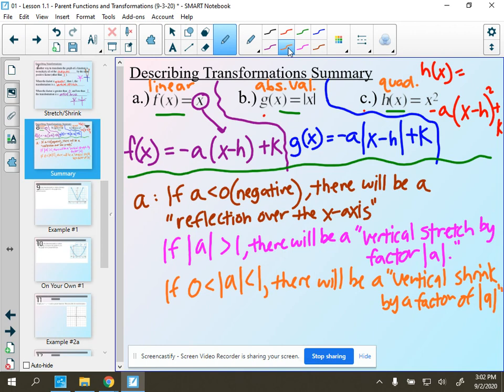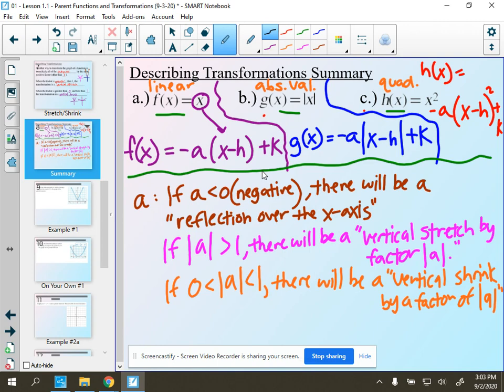Okay, so that really takes care of that number out in front of the function. That takes care potentially of a reflection over the x-axis. And either or, you're never going to have both. You could have a vertical stretch or a vertical shrink or neither. Not every function has to get stretched or shrunk, but if there is a number out front, that's how we're going to know if it was shrunk or stretched.